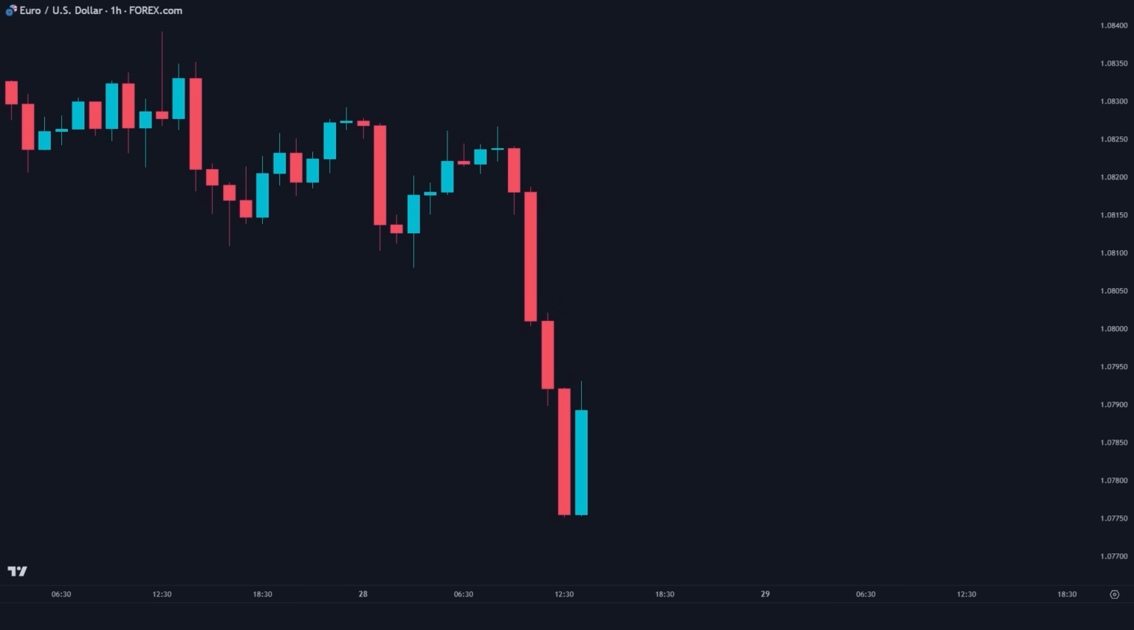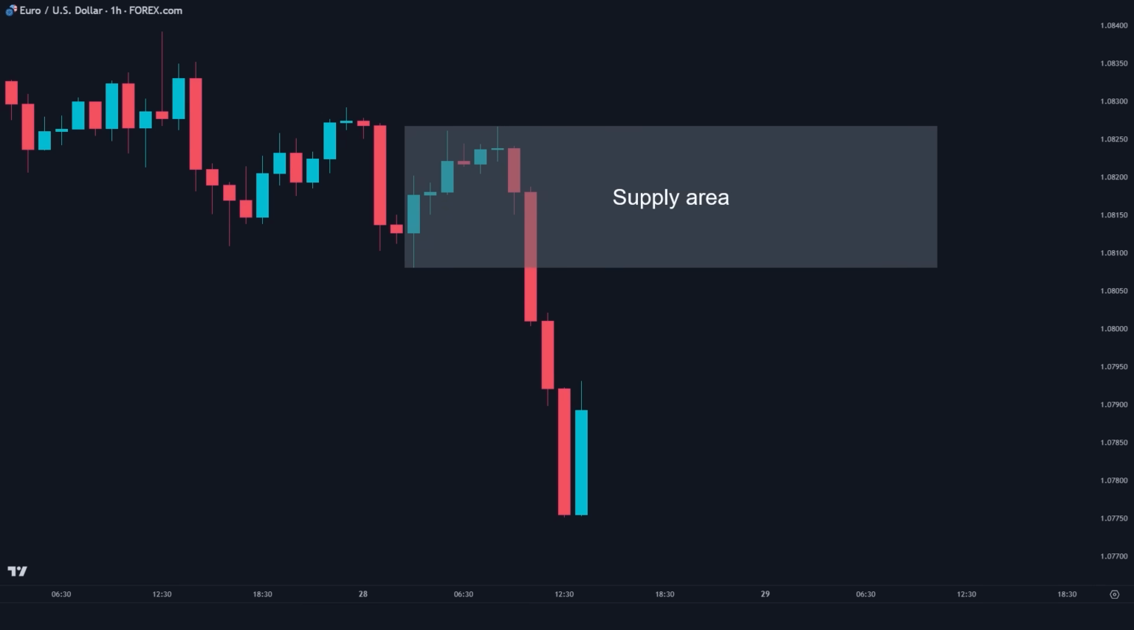Here on the Euro-Dollar 1-hour chart, we have a moving downtrend. Let's mark the previous bullish candles as the area of supply to look for short opportunities. Since we have a large supply zone, we need to zoom into the lower time frames to look for confirmations and enter the market at a better price. So first, we wait for the price to tap into the supply zone and zoom into the 5-minute chart to find confirmations.